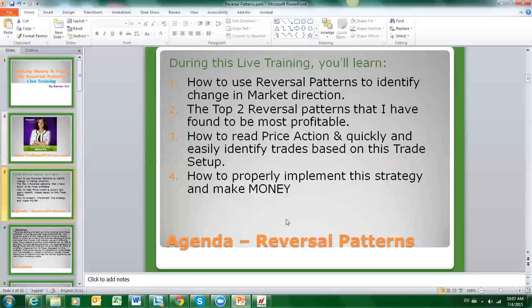So in today's meeting, we will look at how to use reversal patterns to identify change in market direction. We'll look at the top two reversal patterns that I personally have found to be most useful. We will also look at how to read price action based on these reversal patterns and how to actually identify and get into the trades. And then also how to properly implement this strategy so that we are actually making money.